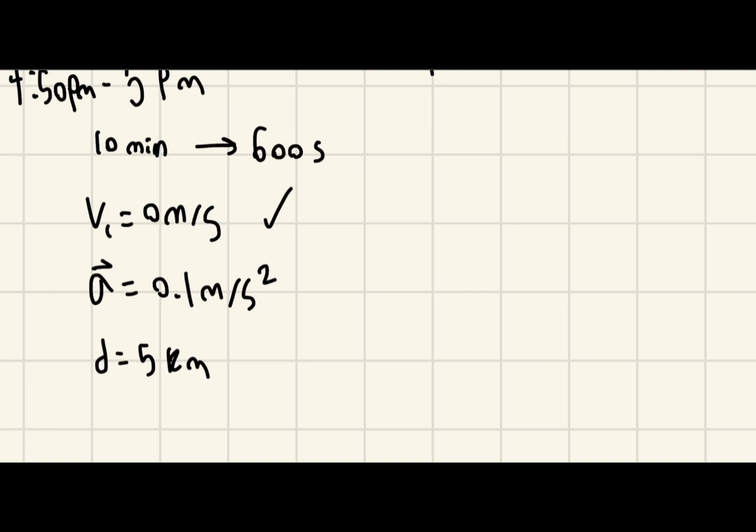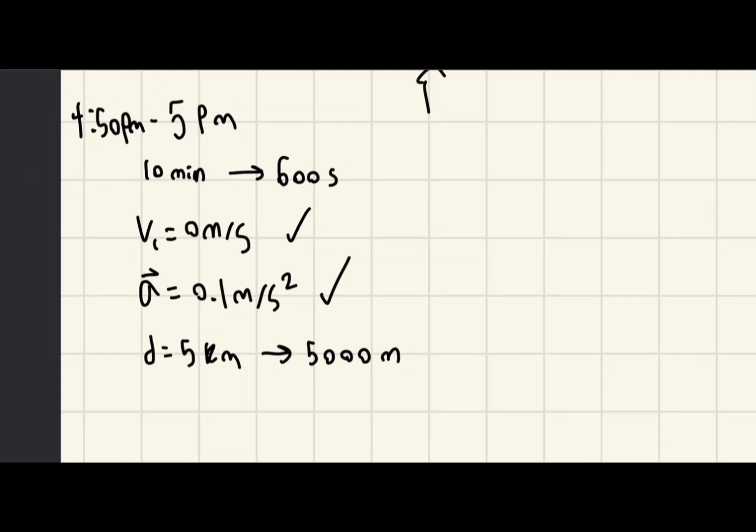We know that velocity is already in meters per second. Acceleration is in meters per second squared. And displacement is in kilometers. So to get from kilometers to meters, we multiply by 1,000. So it is a distance of 5,000 meters that he has to travel.